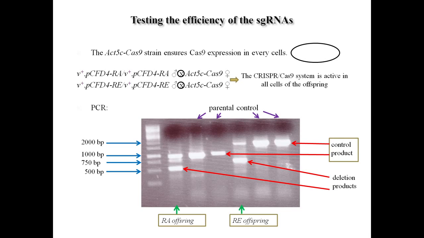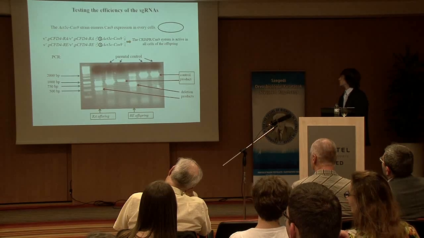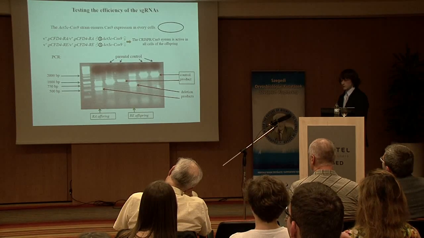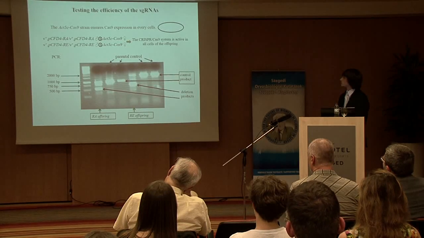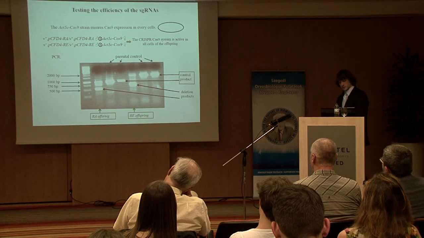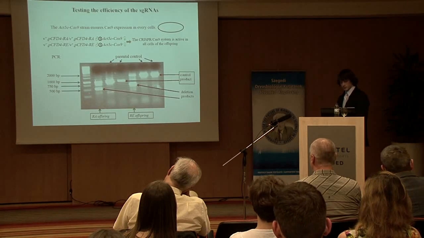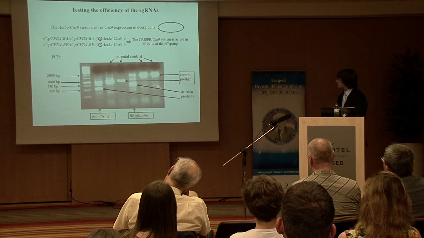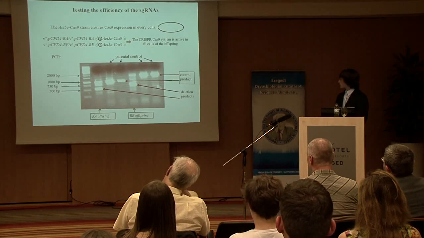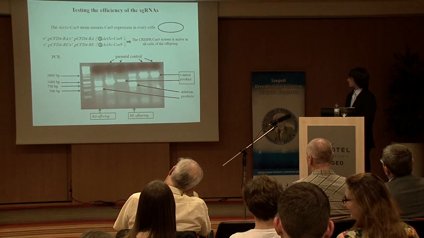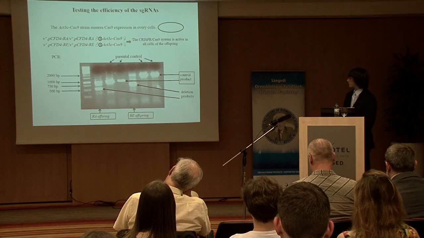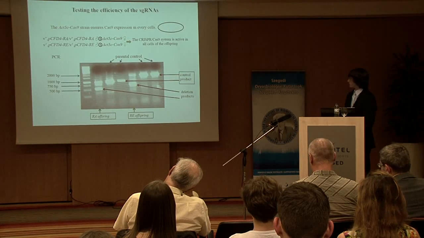To test whether our targeting constructs are able to generate the desired deletions, I made a pilot experiment. During this, I crossed my homozygous strains to the actin 5C Cas9 strain. This strain ensures Cas9 expression in every cell. I made the PCR reaction with the progeny of this crossing. And besides the control products, shorter deletion products appear. The size of these shorter products corresponds exactly to what is expected if the deletion occurs. This pilot experiment is very promising and shows that our targeting constructs are able to generate targeted deletions.